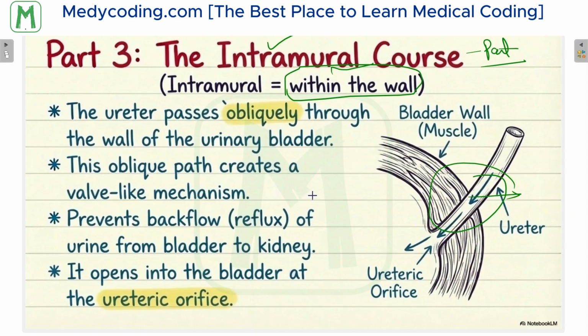The ureter is not entering vertically. It is going in by making an inclined angle. The purpose of this is to avoid the backflow. So this angle helps to protect against the backflow of urine from the bladder back to the ureter. It is acting like a natural valve.